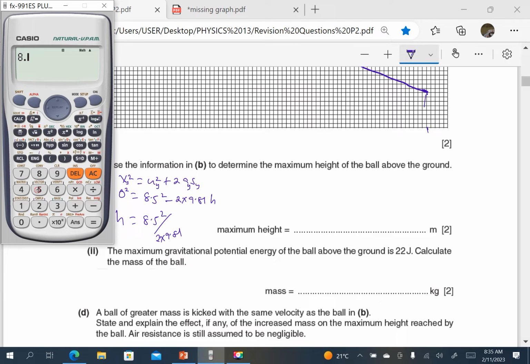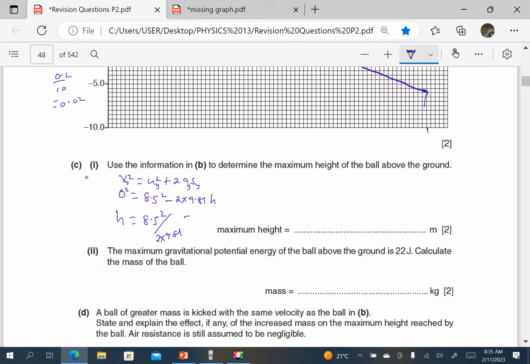So 8.5 squared divided by 2 times 9.81. So that gives us 3.68, or approximately 3.7.